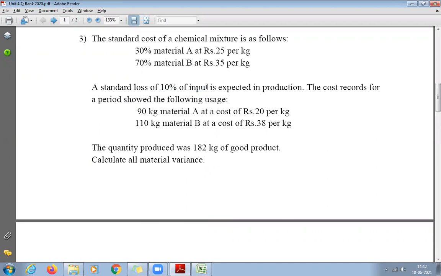Then how did that 18 come, sir? I deducted it from 182. Total quantity is 200 and output is good output, that means good product. So I'm deducting the lost product and I got 182. Again, I cannot use 10% because this is 10% for standard, not for actual. You have to read the questions very carefully. Standard loss is 10%, but actual loss he has not mentioned, so we have to calculate.